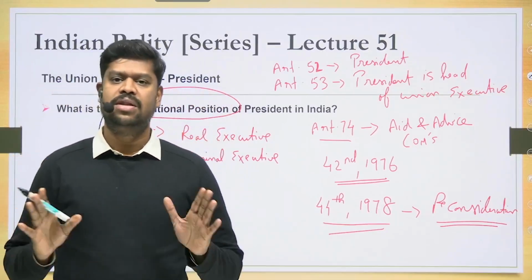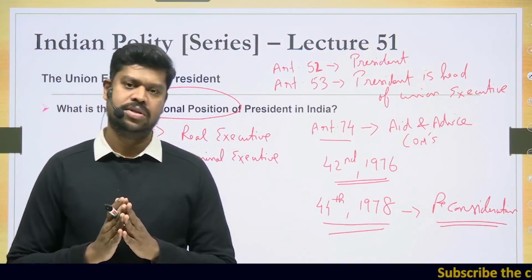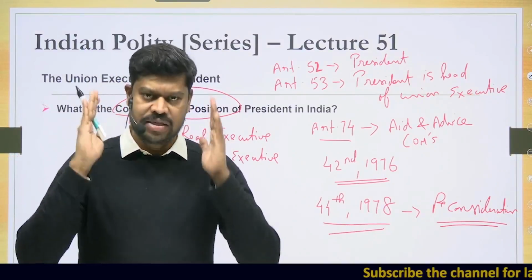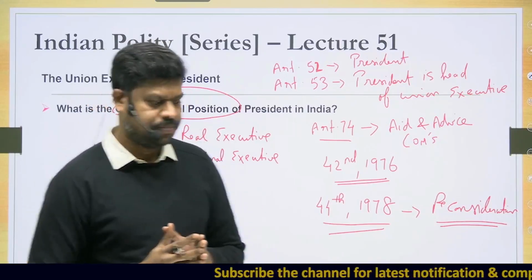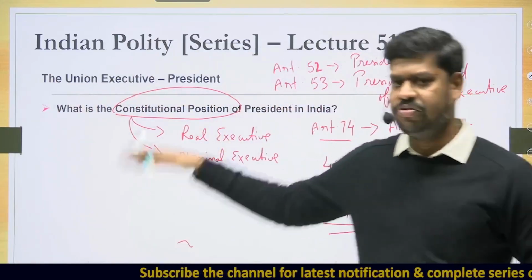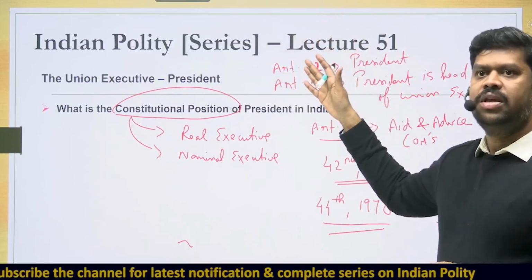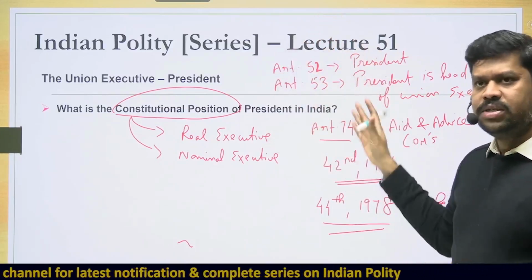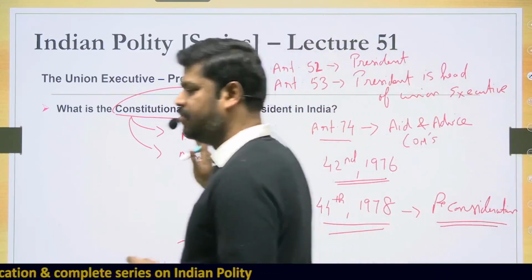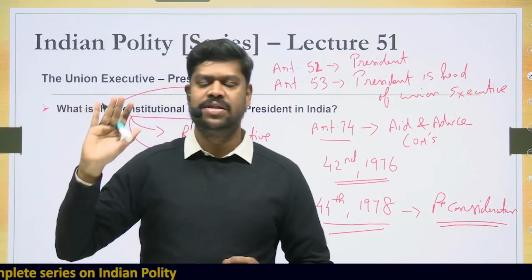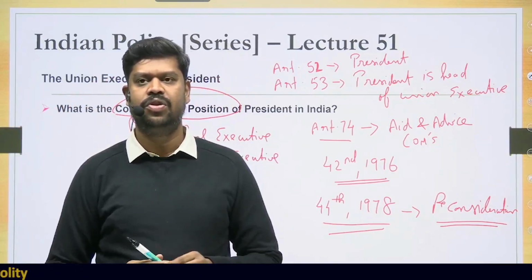So does it mean that the President under the Constitution has no discretionary power? Or in other words, does it mean that the President should always act in accordance with the aid and advice of the Council of Ministers? This is the question I wanted to ask after explaining the constitutional provisions. So you should have an understanding of what Article 52, Article 53 and Article 74 are, and what the 42nd and 44th Constitutional Amendment Acts are. After all these things, does it mean that the President should always act in strict accordance with the aid and advice of the Council of Ministers?